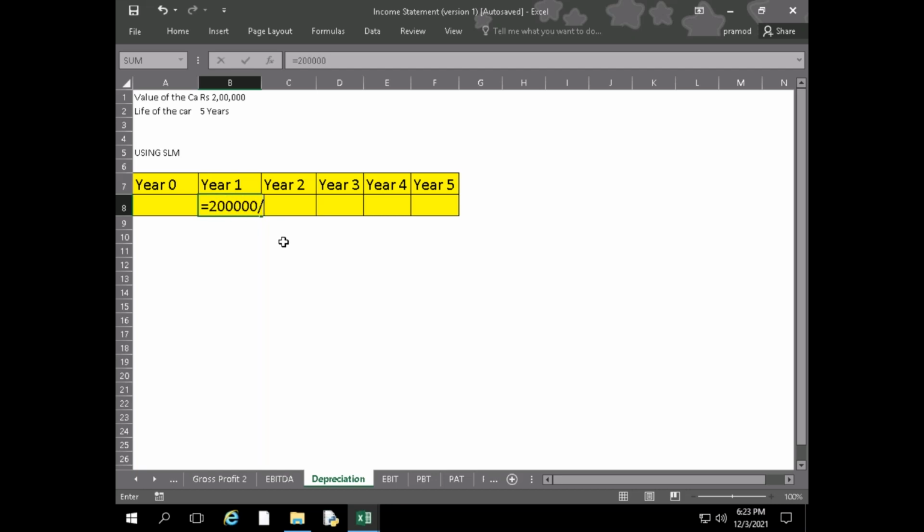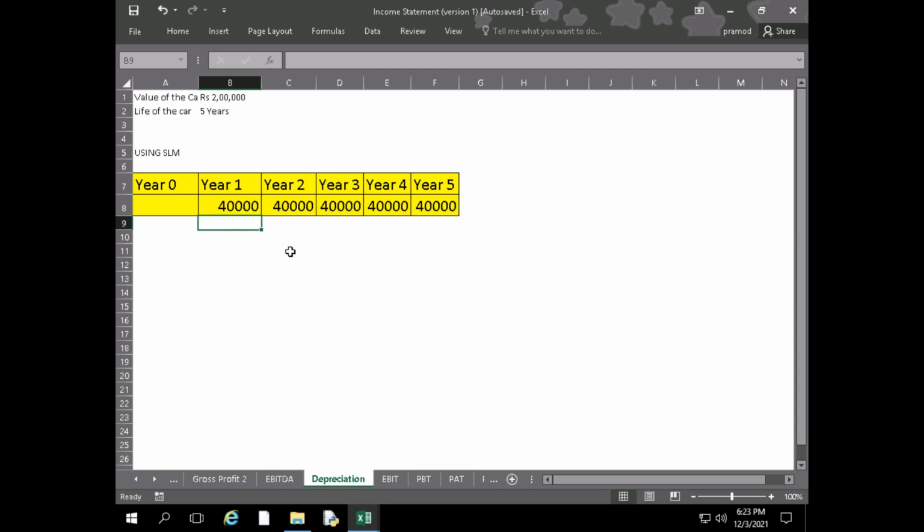2 lakh divided by 5. So that is 40,000. The 40,000 is depreciating every year, meaning for 5 years the same amount is going to depreciate. So you just drag. If they gave a different percentage for each year, then it would differ. Correct. Now it is given only 2 lakh and the life of the car is 5 years, so it is the same. Okay.